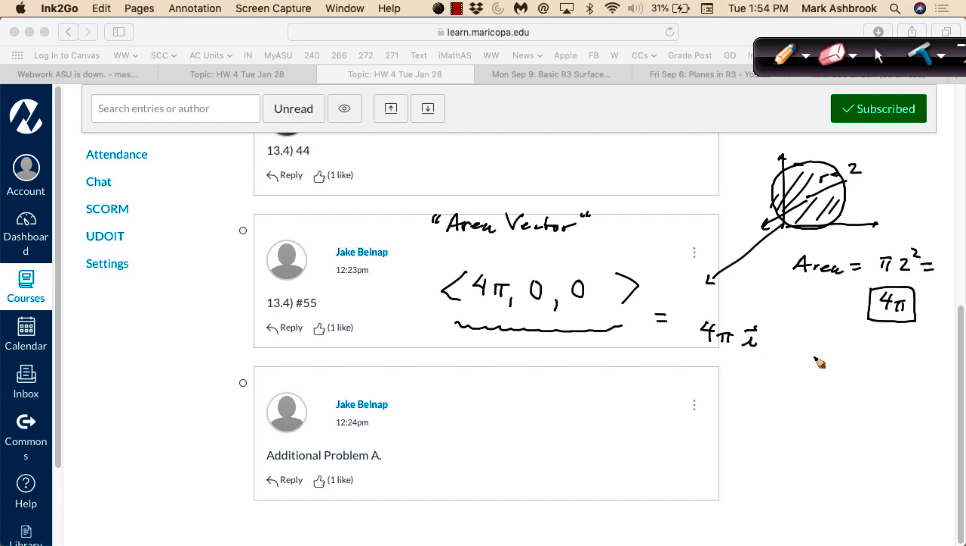Yep. Okay. It's the same vector, right? Just we have two different ways of expressing it. And what is 4 pi I? Why are they the same? What is I? 1, 0, 0. And if you do the math, what do you get? 4 pi, 0, 0. They're just two ways of saying the exact same thing. They're both ways of expressing a vector: component form and standard unit basis form. Good on 55? Okay, additional problem A.